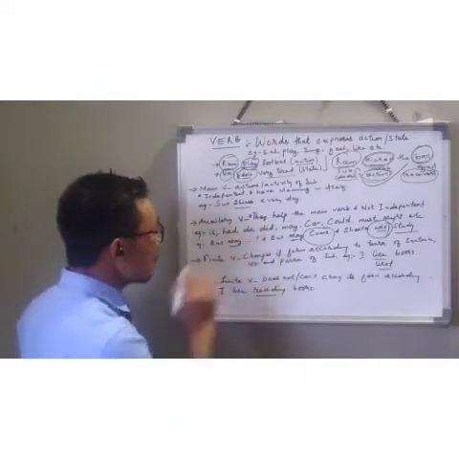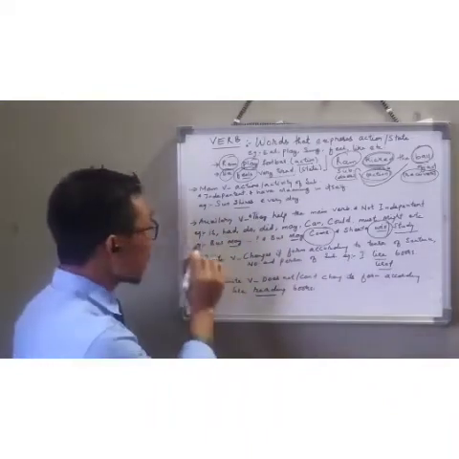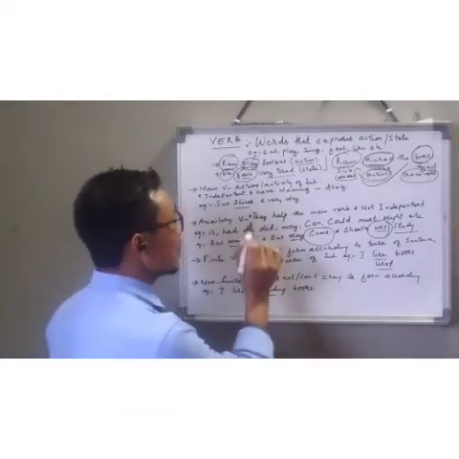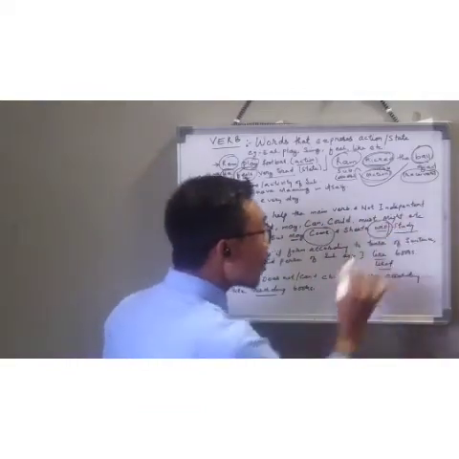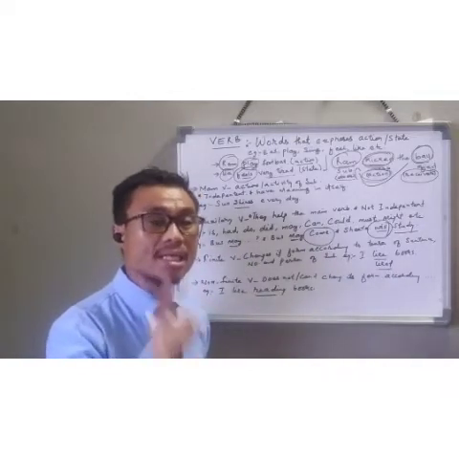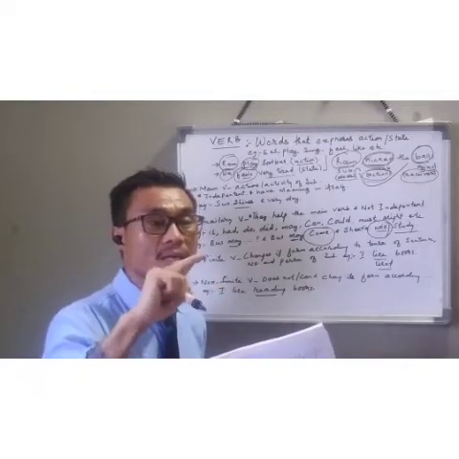Now, auxiliary verbs are also called helping verbs. So what are auxiliary verbs? Auxiliary verbs are those verbs that help the main verb. They are not independent like the main verb. Auxiliary verbs need the help of a main verb to have a complete meaning.